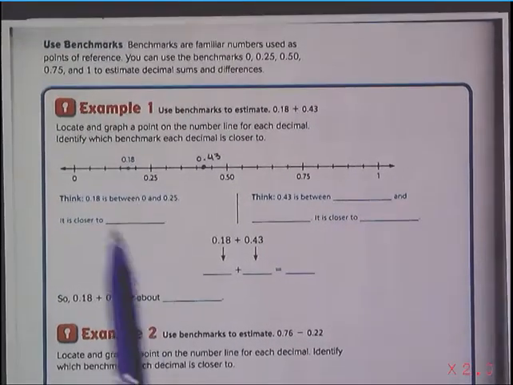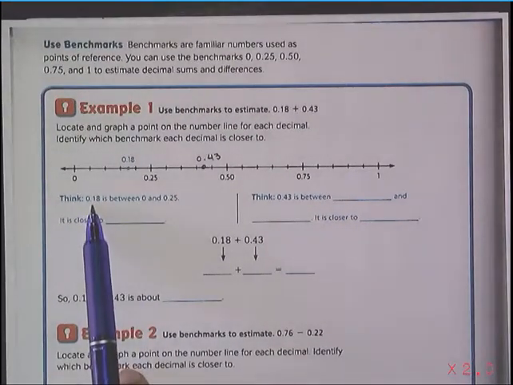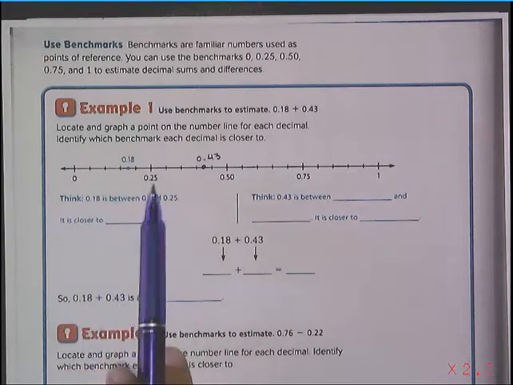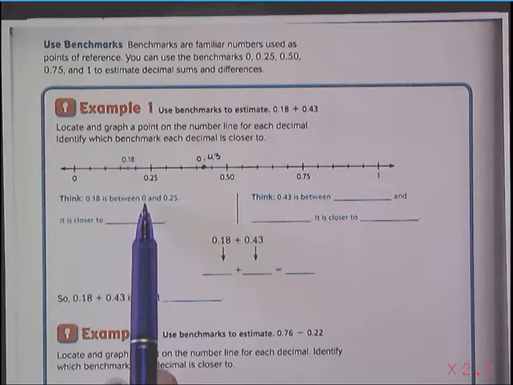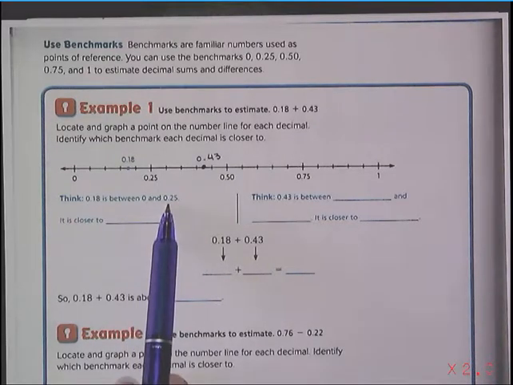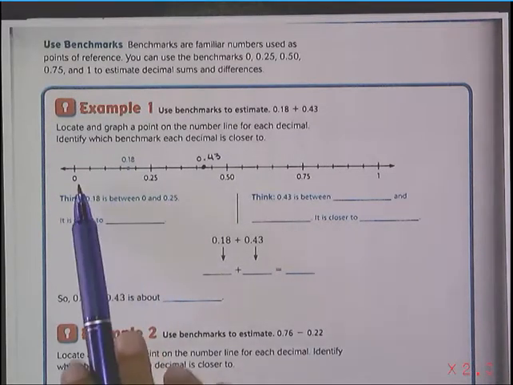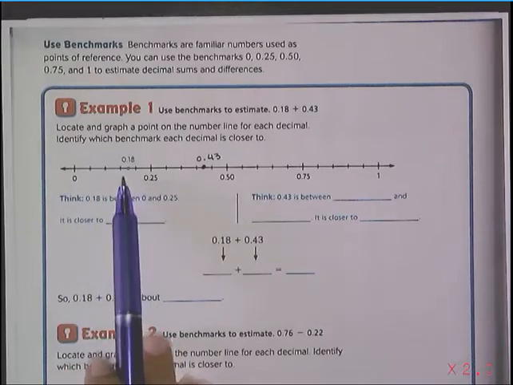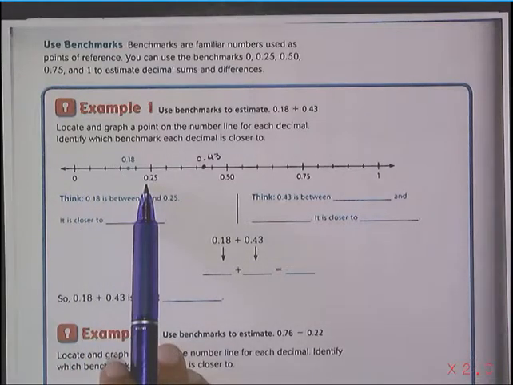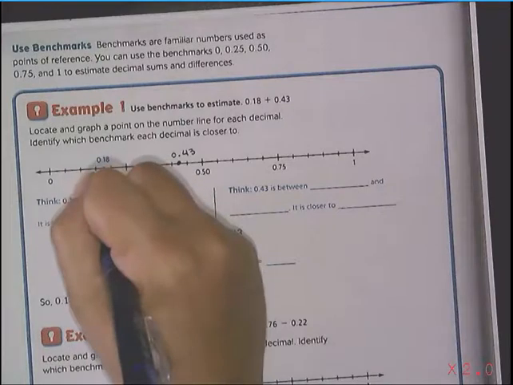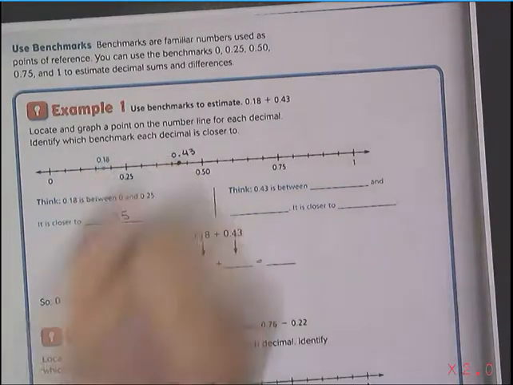So this says kind of what we just did in our heads. Think 0.18 is between 0 and 0.25, right? It's more than 0, but it's less than 0.25. And we can look at our picture up here. It's closer to 0.25 than it is to 0.0 or 0.20. Okay?